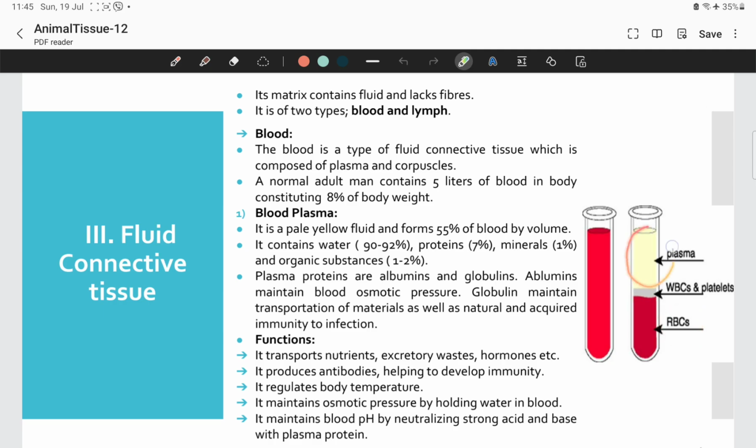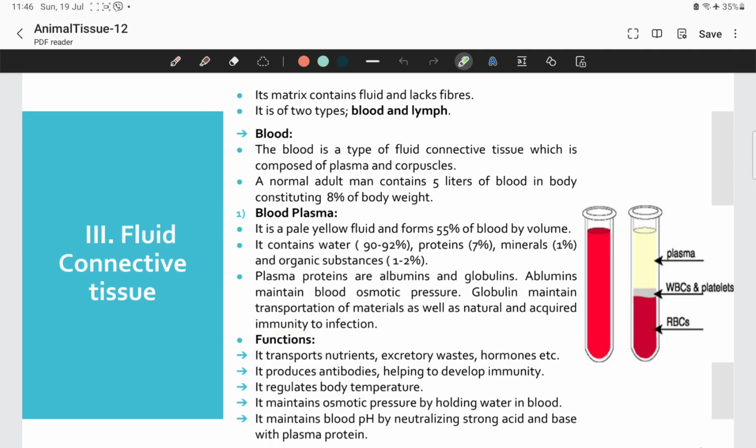So plasma occupies 55% of blood by volume, and when you look at the plasma only, it is almost 90 to 92% water. So the major part is water. Along with that, 7% protein, 1% mineral, and other inorganic substances 1 to 2%. Plasma contains a few proteins known as plasma proteins, like albumin and globulins. Albumin helps to maintain blood osmotic pressure. The next protein is called globulin. It helps in the transportation of material as well as natural and acquired immunity to infection.